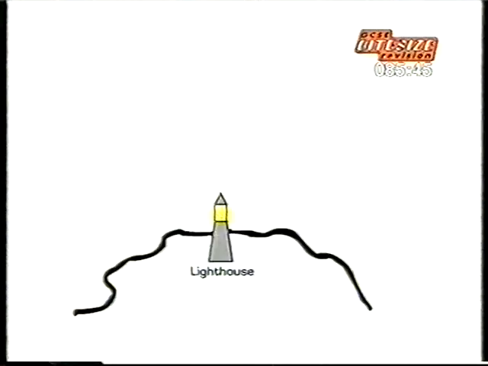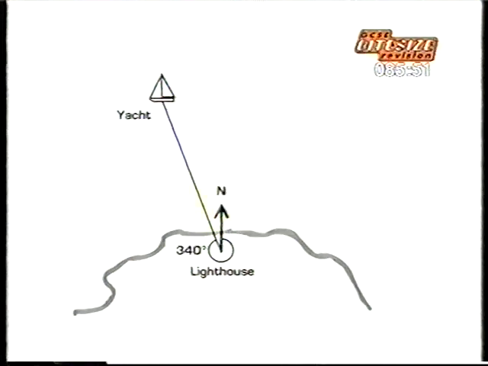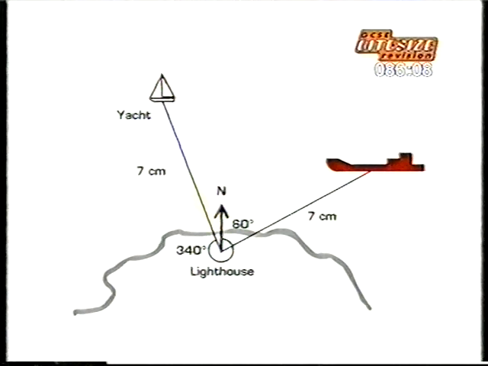First, let's do the drawing. Position the lighthouse and then position the yacht on a bearing of 340 degrees, measuring from north at the lighthouse and placing it 7 nautical miles, that's 7 centimetres away. Then, position the ship on a bearing of 60 degrees, measuring from north at the lighthouse, placing it 7 nautical miles, 7 centimetres away. Now to work out the answer. Join the position of the rescue ship to the position of the yacht and measure the distance between them. It's about 9 centimetres, so the ship is about 9 nautical miles away from the yacht.